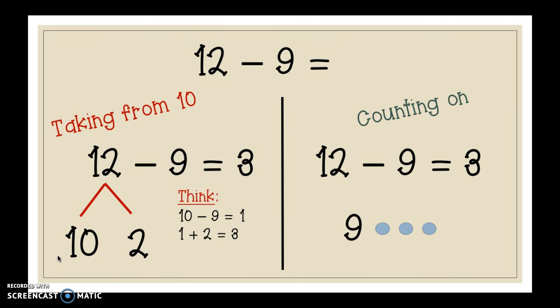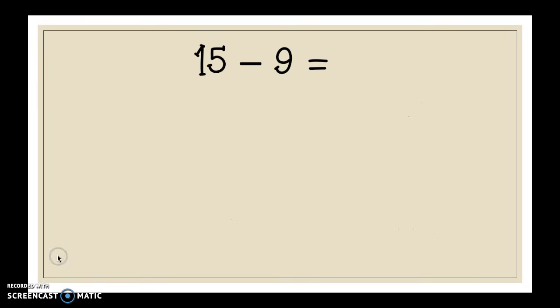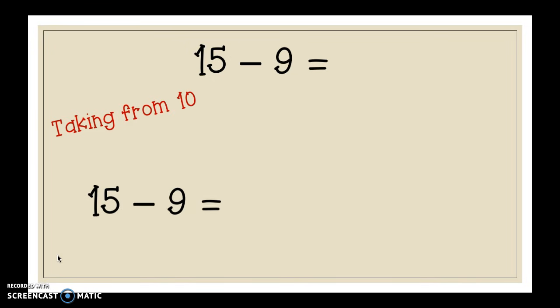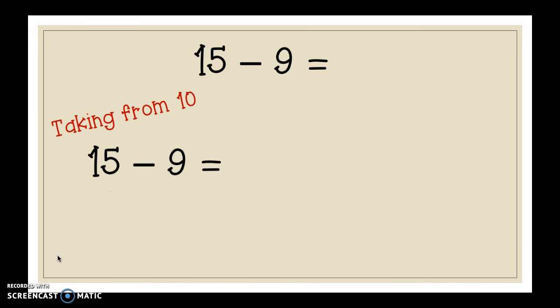Go ahead and erase your board or find a new spot in your math journal. We're going to try it again. All right, ready? Here we go. This time we have 15 minus 9. The first strategy we're going to do is taking from 10. So we're going to go ahead and have our 15 minus 9. And again, we're not going to draw our good picture. We're just going to go ahead and do a number bond.